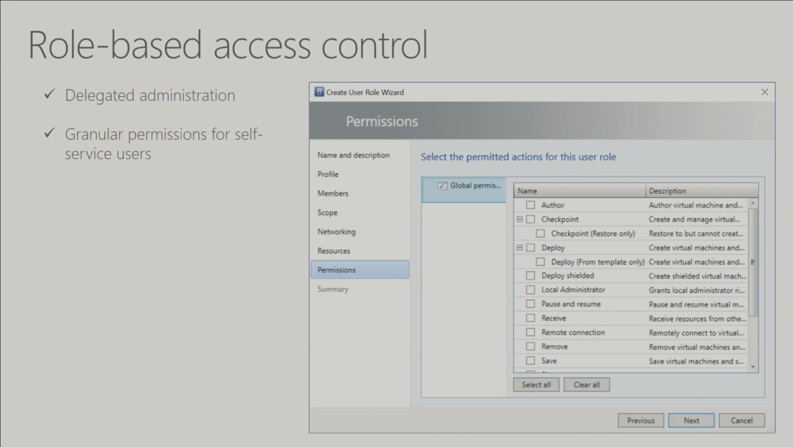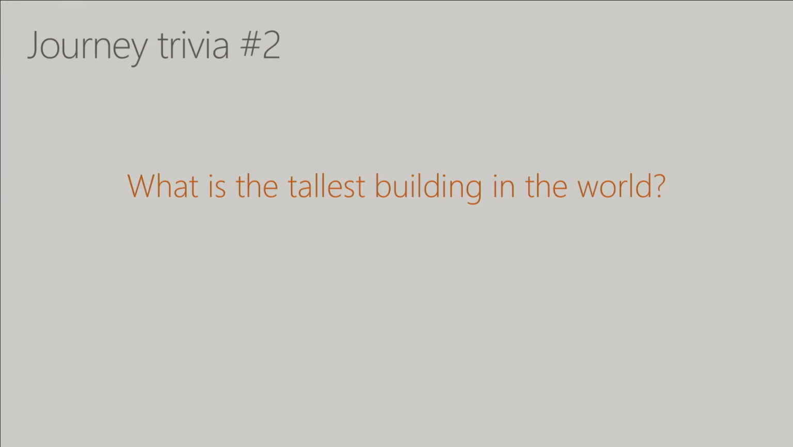VMM also has role-based access control. You can say that John is a host administrator and Mary is a storage administrator. For self-service users, you can go even more granular. You can say Peter can start and stop VMs, but cannot create checkpoints if you want to save on the storage that you have. So with that, let's come to the Journey Trivia 2.